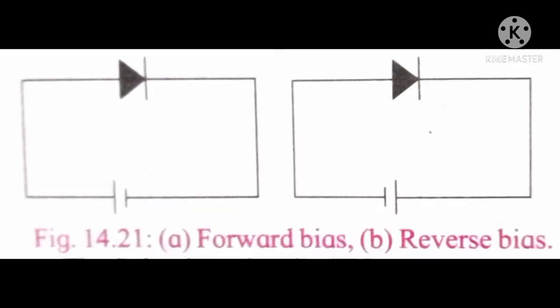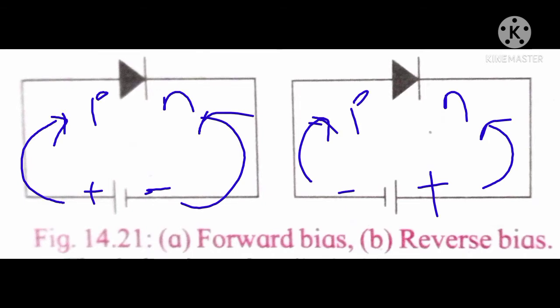See this picture carefully. For forward biasing of a diode, the P terminal is connected to the positive terminal of a battery and the N terminal of the diode is connected to the negative terminal of the battery. Similarly, for reverse biasing, the P terminal is connected to the negative terminal of a battery and the N terminal is connected to the positive terminal of the battery.